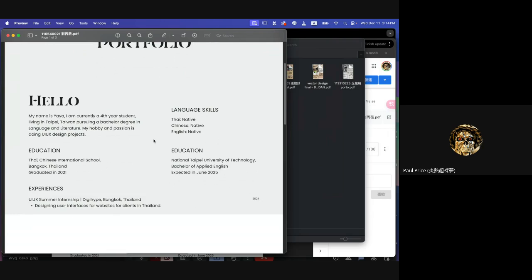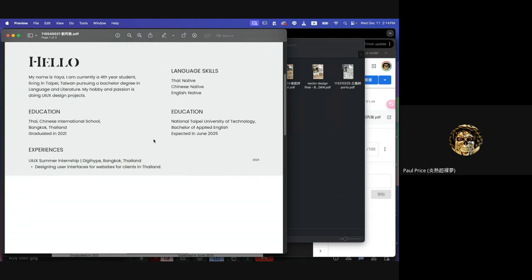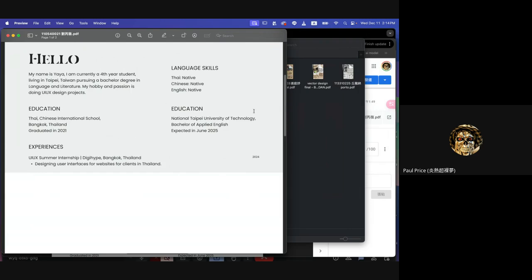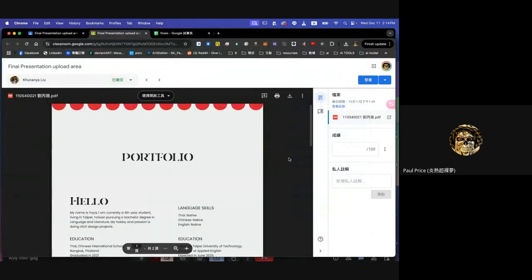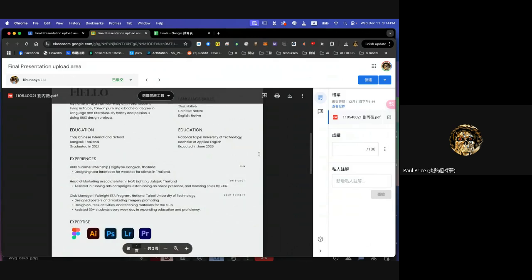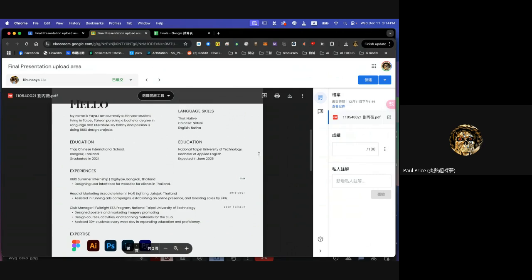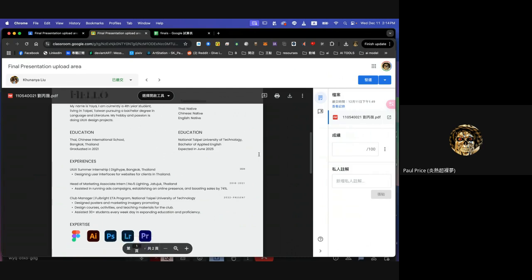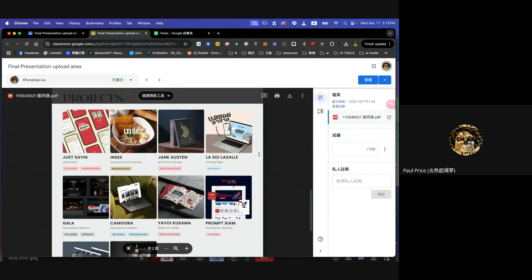So, hi guys, my name is Yaya, and I'm currently a fourth-year Applied English student at our university. I am half Thai, half Taiwanese, so I'm native in Thai, Chinese, and English. Oops, it's gone. Okay. Let's use this. So I have internship experience in both business and design backgrounds. My passion and hobby is doing UI UX design projects, and these are some of my recent projects.